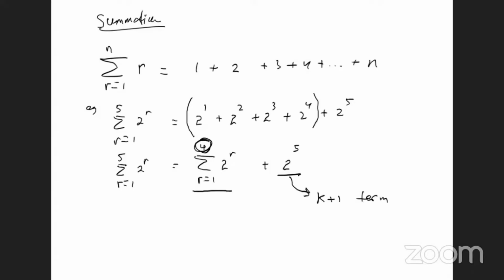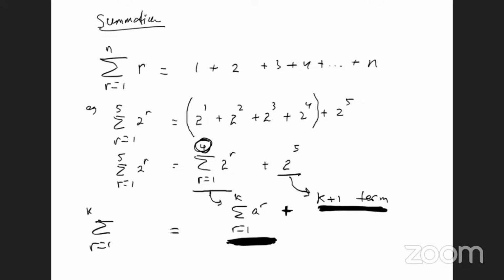That's the K plus 1 term, and this here is the summation of R going from 1 to K of whatever the function is. Let's call the function AR. So what you're going to learn in PMIs is that whenever you add the summation of R going from 1 to K to the K plus 1 term, what you're going to get is the summation of R going from 1 to K plus 1 of e to the R.